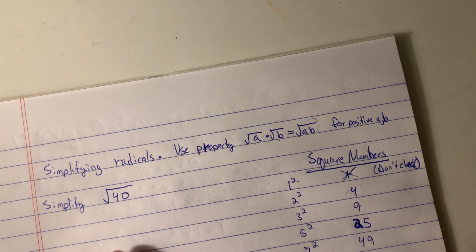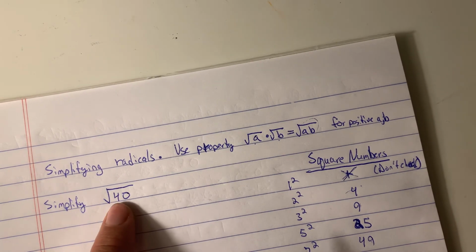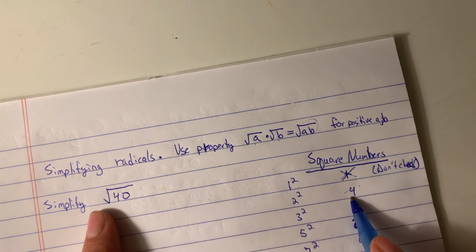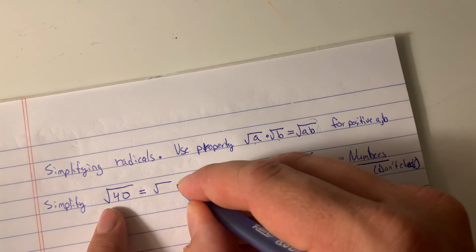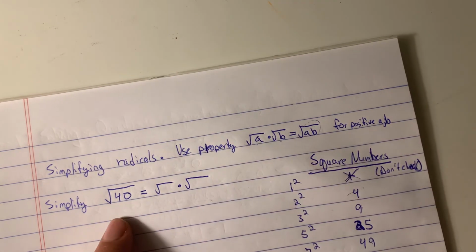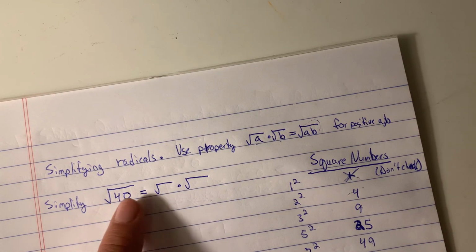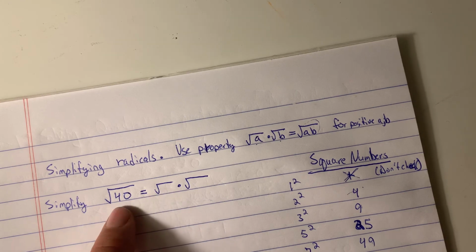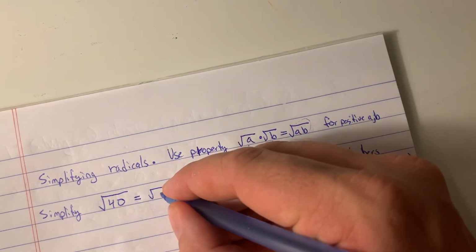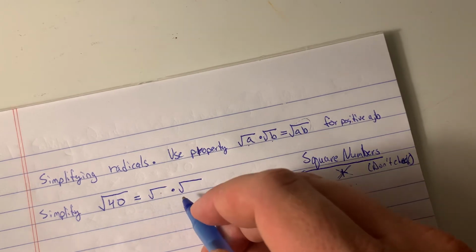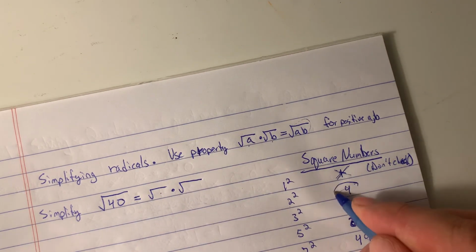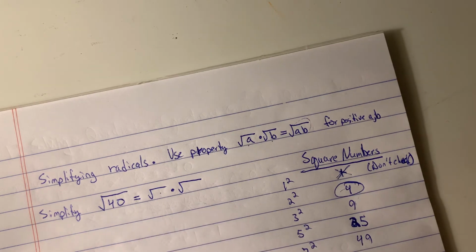And so what we can do is we can try to find a square number that divides into this evenly. And if it's an even number, it's a good idea to check 4. And what we're going to do is split this up into the square root of 2 different numbers that are multiplying times each other. So one of them has to be a square number. So even though 40 could be 2 times 20, that's not helpful because 2 isn't a square number and 20 isn't a square number. On the other hand, I can see that 4 goes into 40.